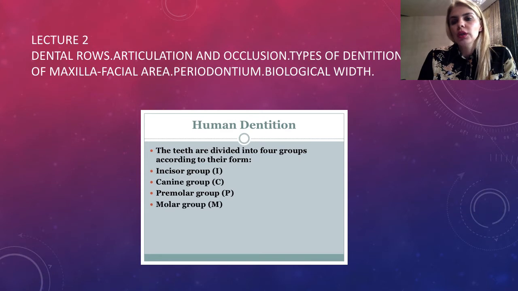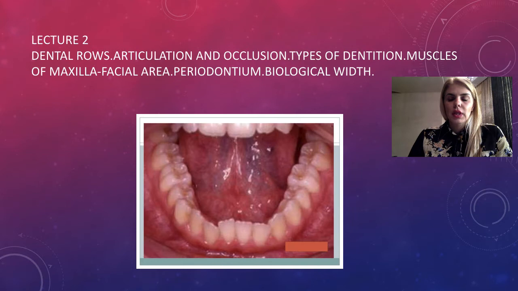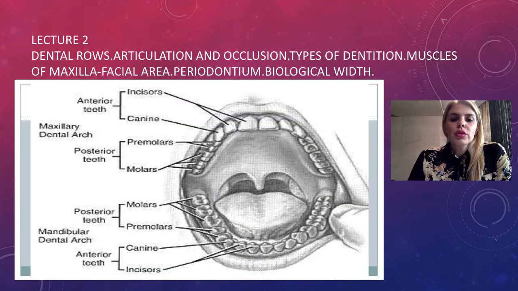You know, our dentition is divided into four groups: the incisor group, canine group, premolar group, and molar group. On this photo, you can look at the oral cavity, the maxillary dental arch and mandibular dental arch of an adult person.